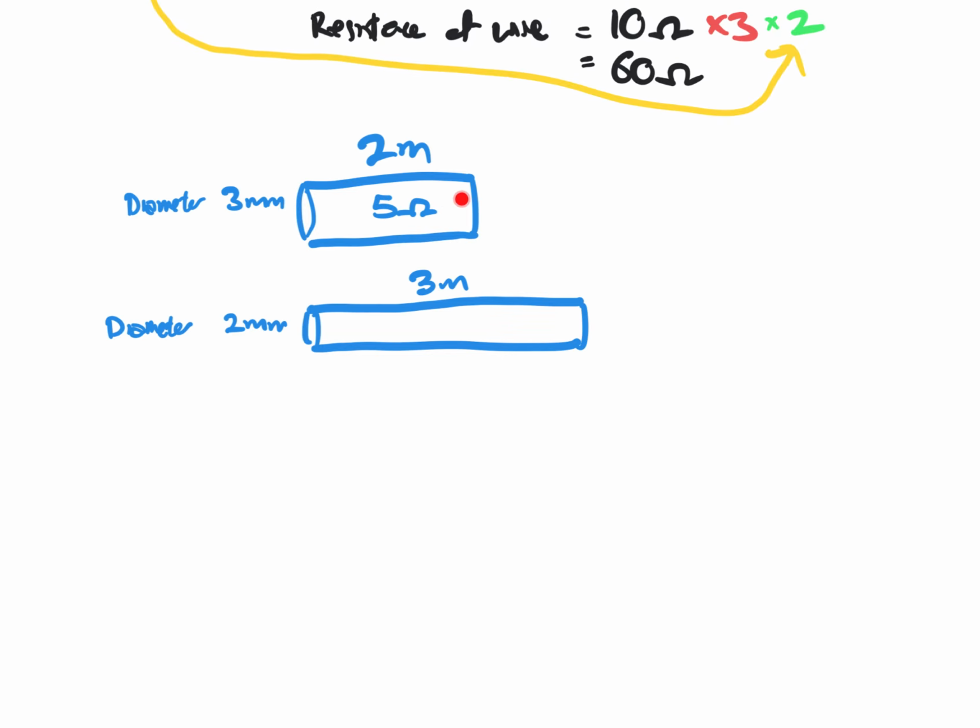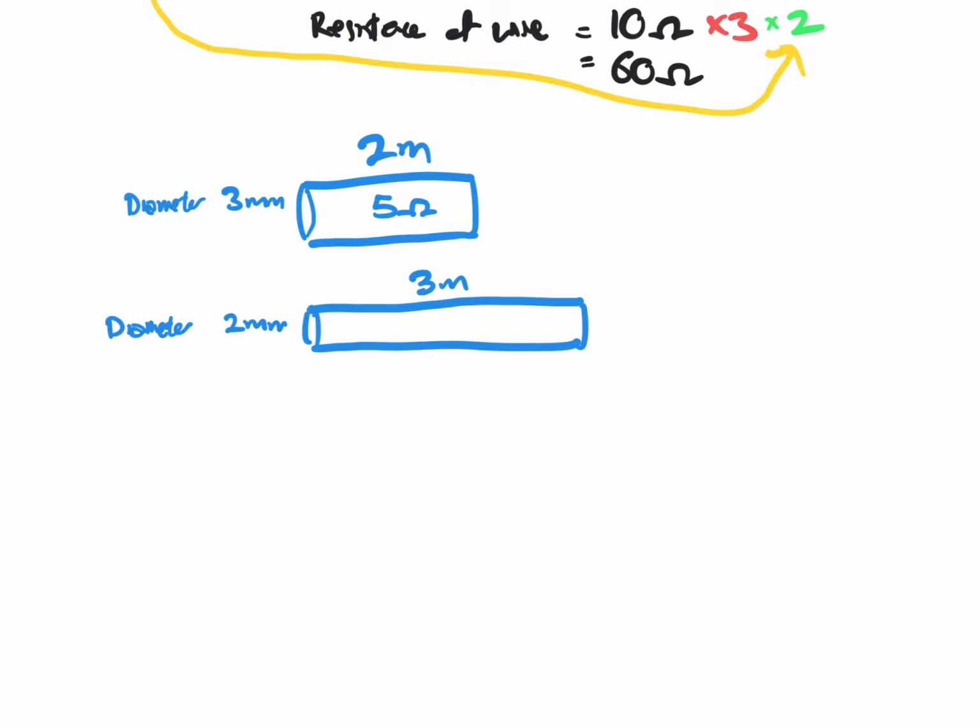Let's say we have the first resistor. I say that this resistance is 5 ohm, where this is 2 meters long and the diameter, not cross-section area, is 3 mm. If I have used the same material, but this time it's 3 meters long and the diameter is 2 mm, what will be the resistance?